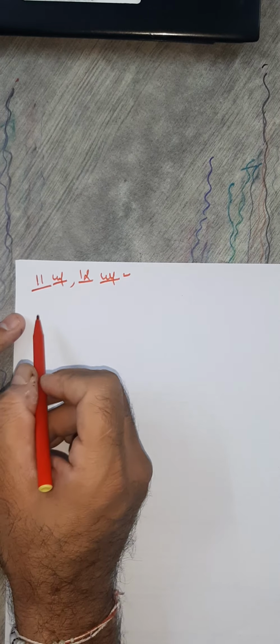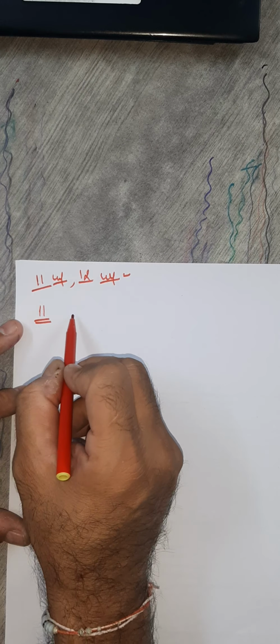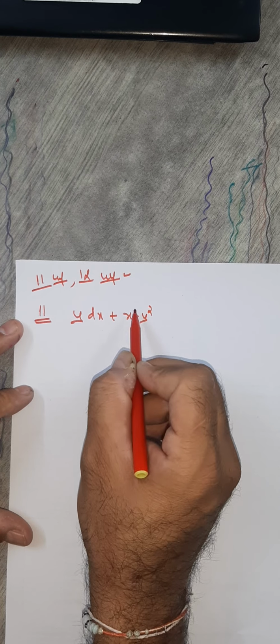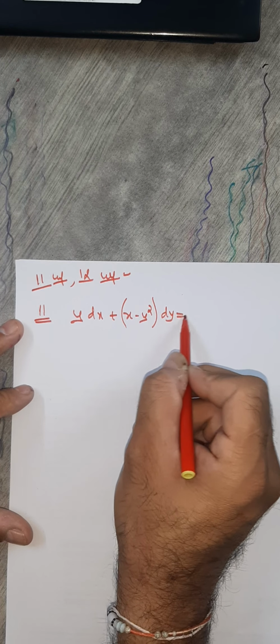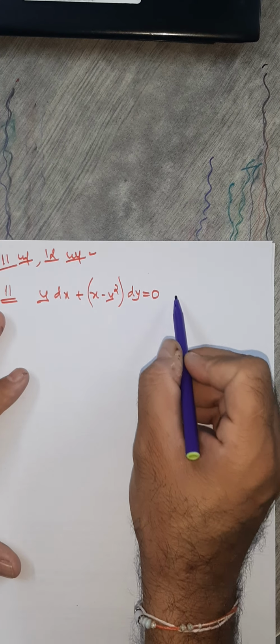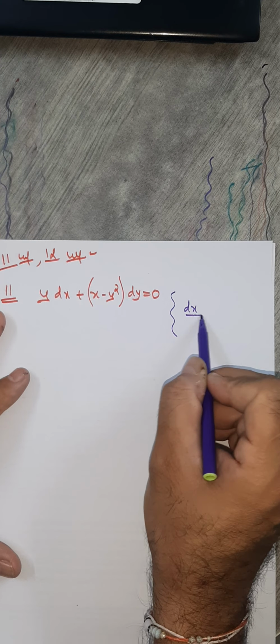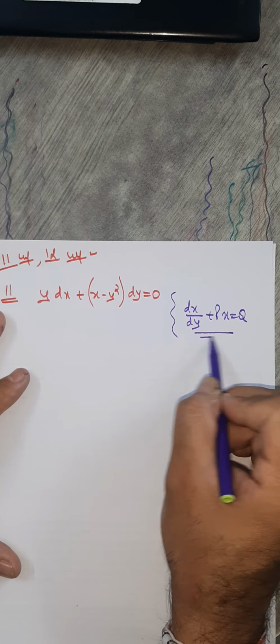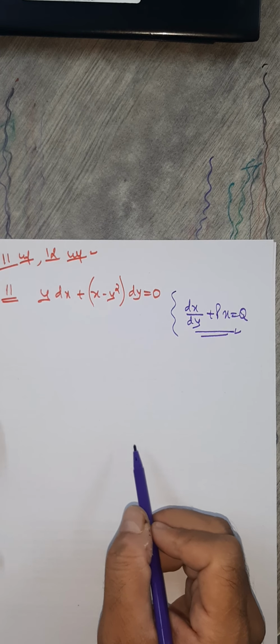I'll do one of these two. Let me do the 11th. Okay. Y into dx plus x minus y squared into dy equals to 0. Right? Have you noticed that this is not the standard linear differential equation? That's the corresponding linear differential equation. So immediately that standard form should be in your mind. What's the standard form? Standard form आपके mind में आना चाहिए. So ये हमारा form हो गया dx by dy plus p into x equals to q. We need this, remember. This is that corresponding standard form.